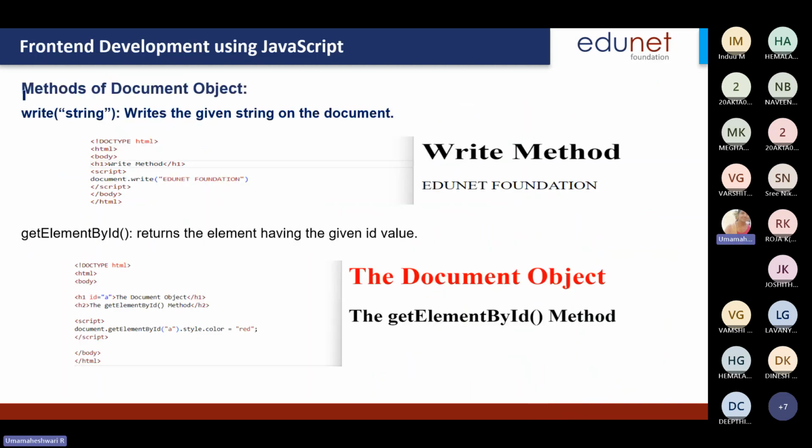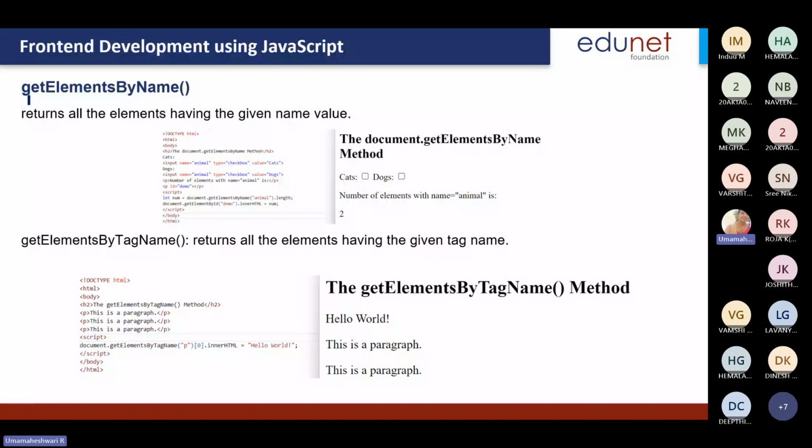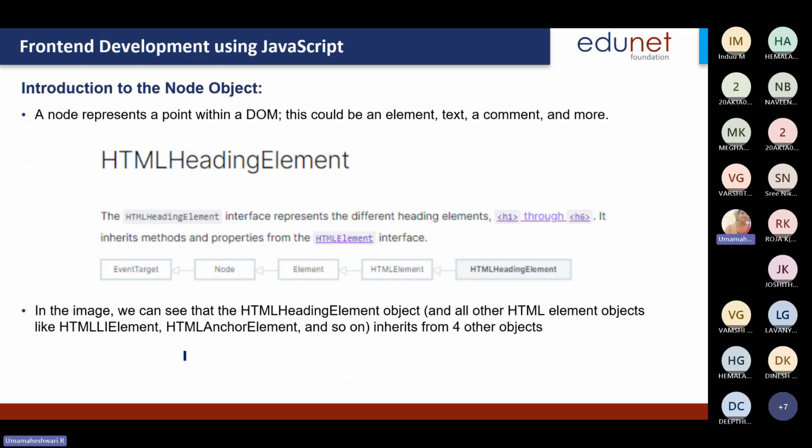Now the methods of the document object model, we already know how to write. Inside the document, I'm going to use the write method. When I try to fetch by ID, I'll use getElementById. And getElementsByName, I think I have completed this for you. Okay, fine. So getElementsByName, here you can see it by names. If it is going to be a tag name, then we'll use getElementsByTagName. Clear?